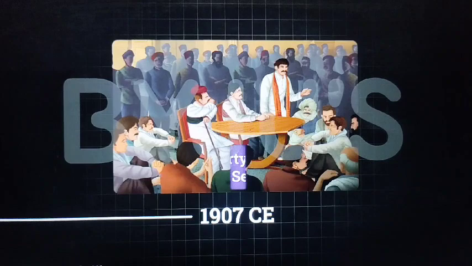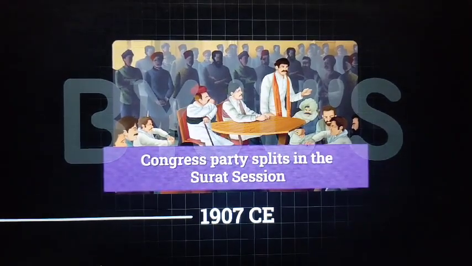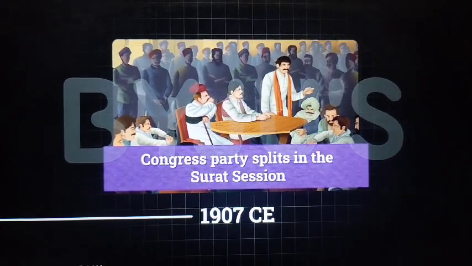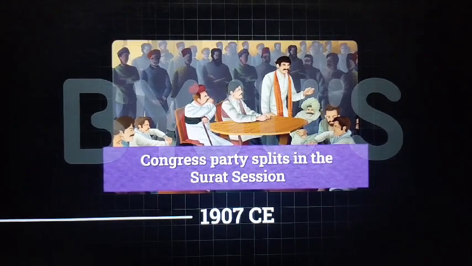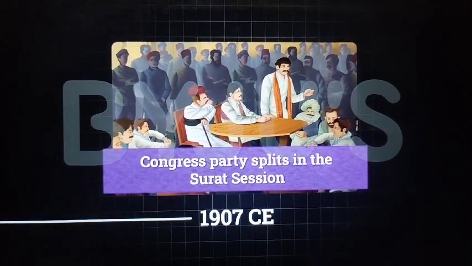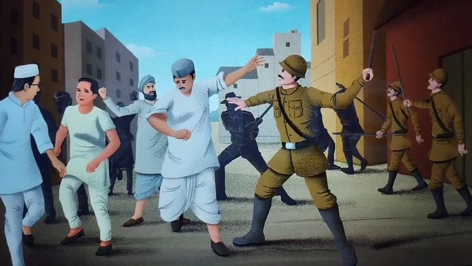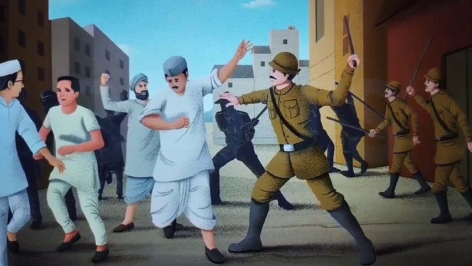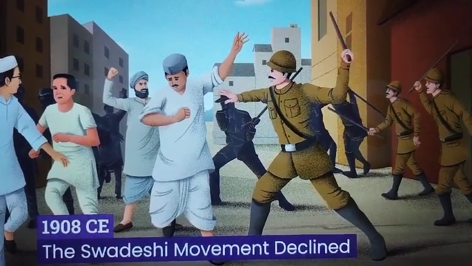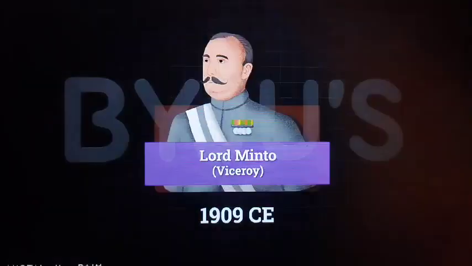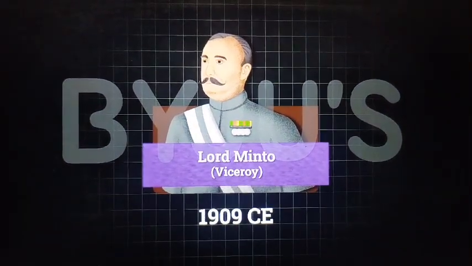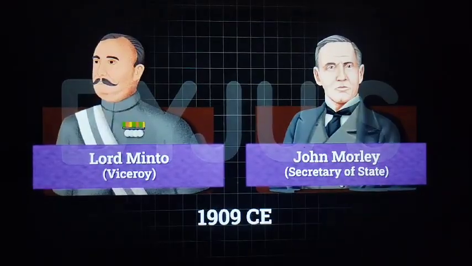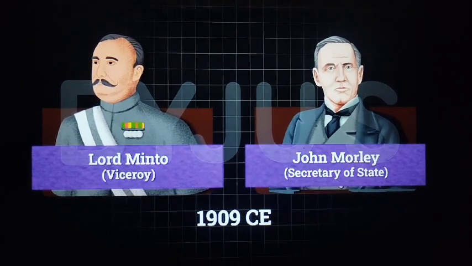By 1907, the moderate and the assertive nationalists argued about the direction of the nationalist movement and methods to be undertaken against the British. And this resulted in the split of the Congress party in the Surat session. The British responded to the Swadeshi movements and the split with lathi charges and detention, due to which the Swadeshi movement declined by 1908. Further, in 1909, Lord Minto, the Viceroy, and Secretary of State John Morley worked out a plan to gain support of the moderates and the Muslims.